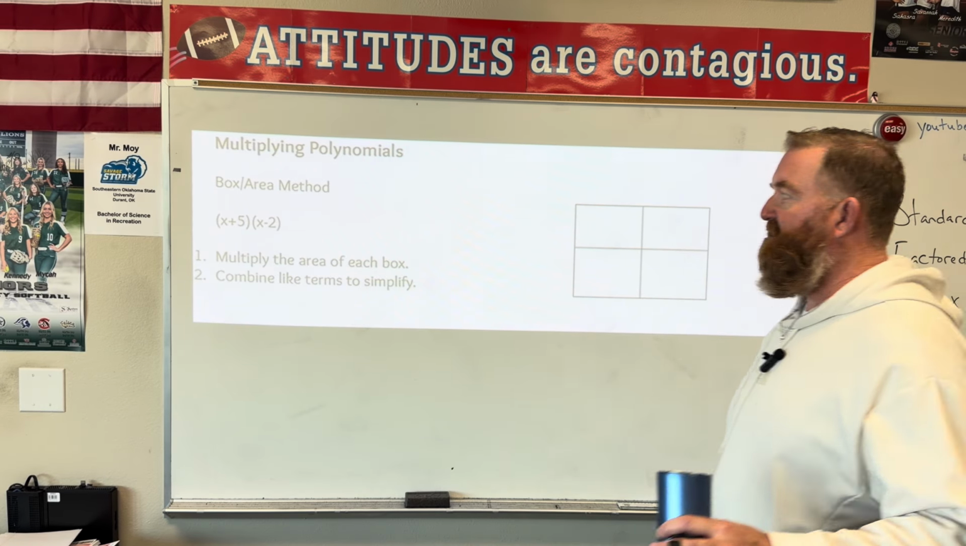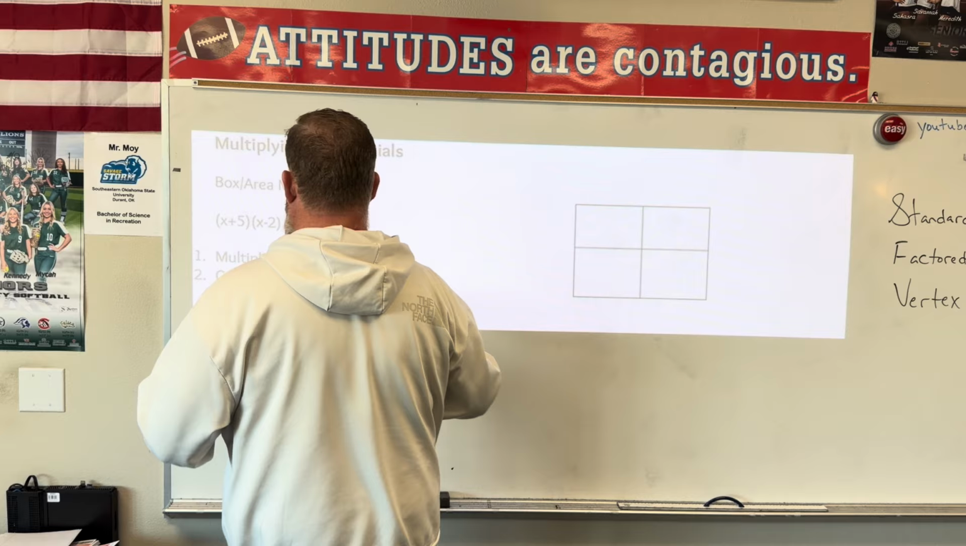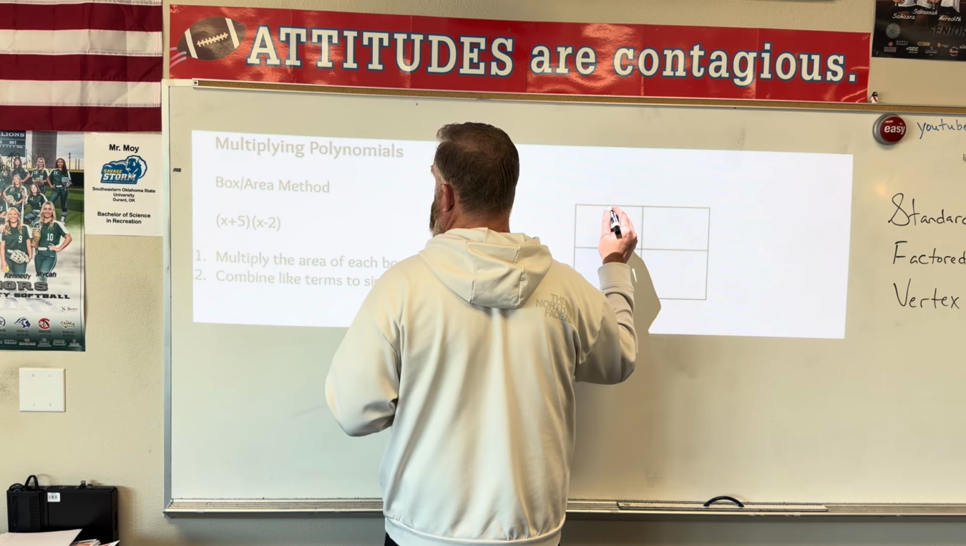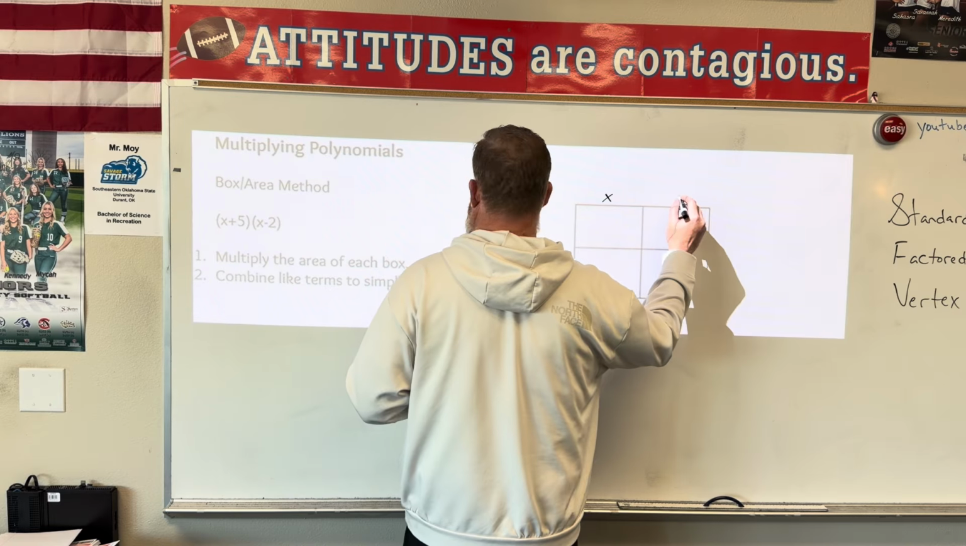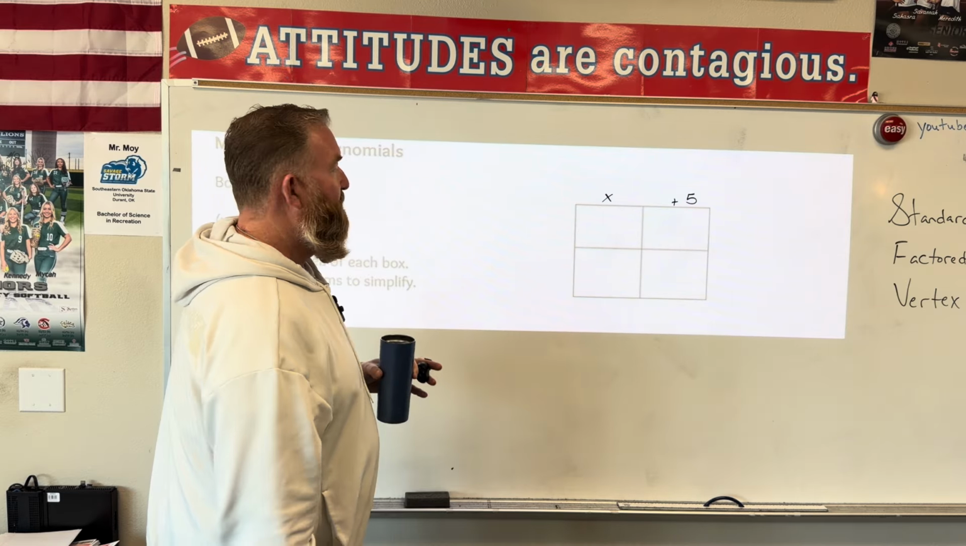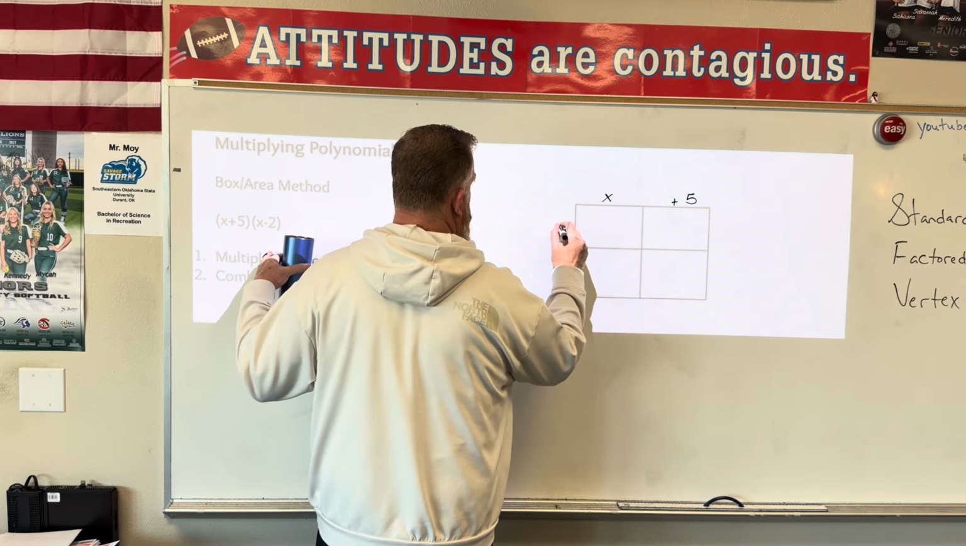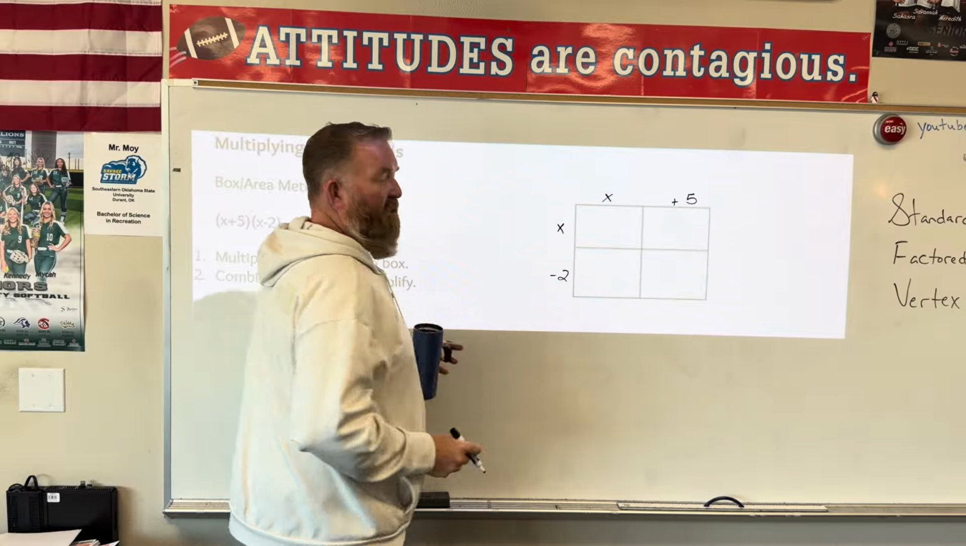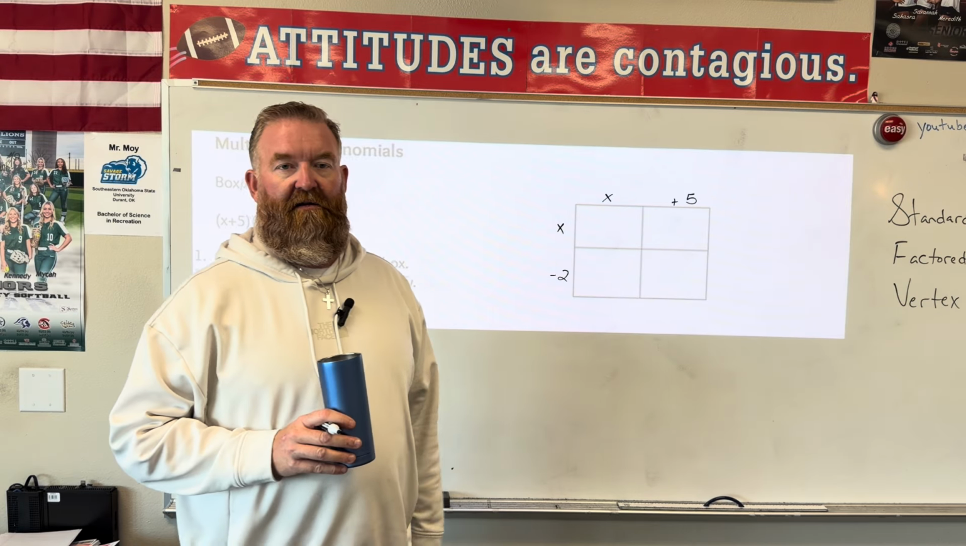Okay, so I'm going to take these two, and the box method, all I'm going to do is take each one of these terms, and I'm going to put one across the top. So x and then a positive 5. I always put the sign. And I'm going to put the other one down the side. x minus 2.